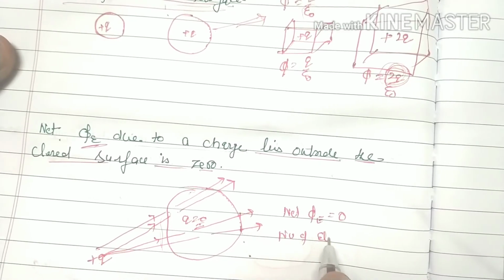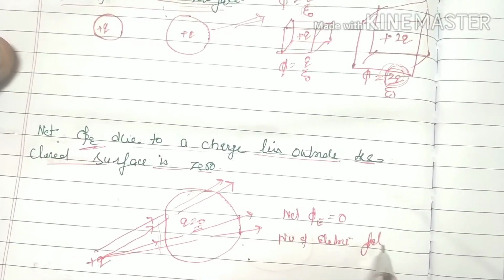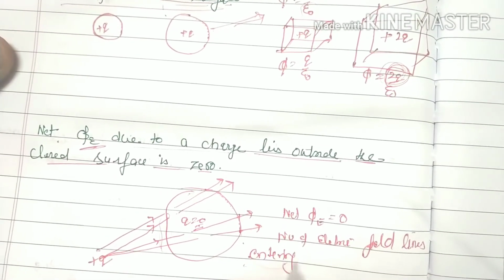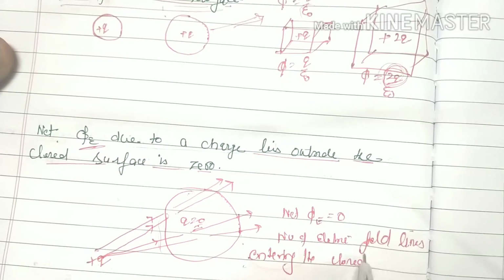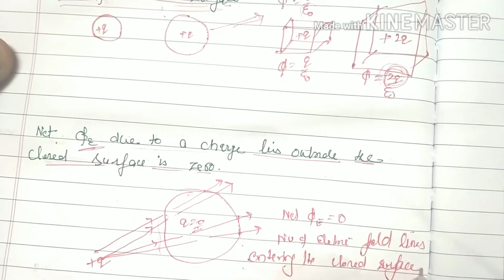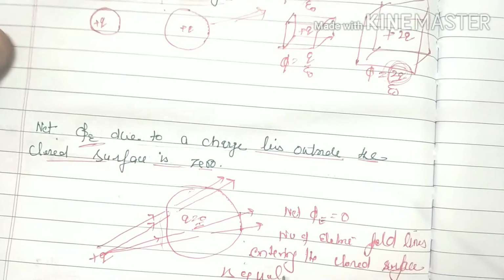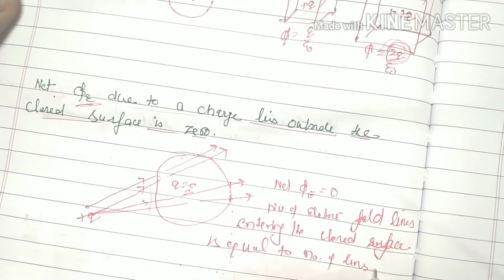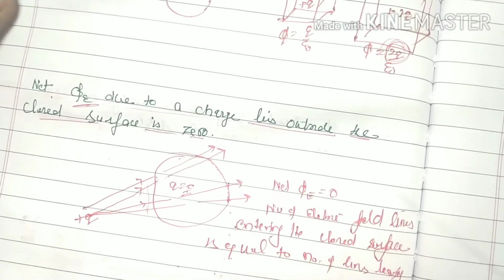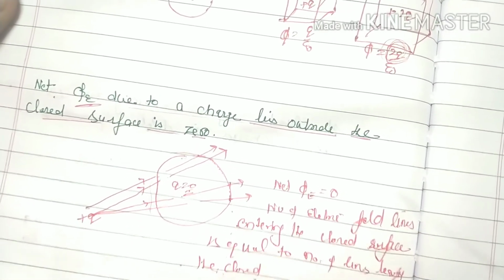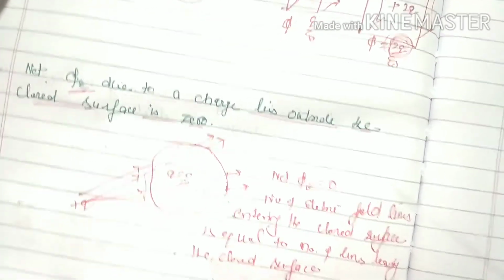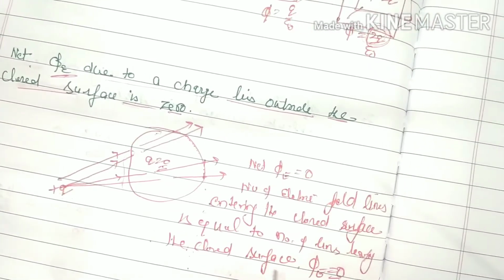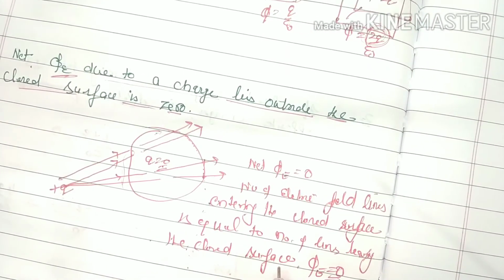The number of electric field lines entering the closed surface is equal to the number of lines leaving the closed surface. So phi E is equal to 0. I think all the points are clear. Thank you.